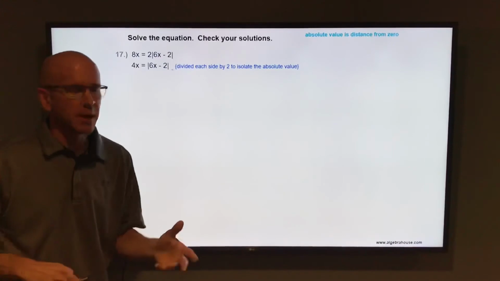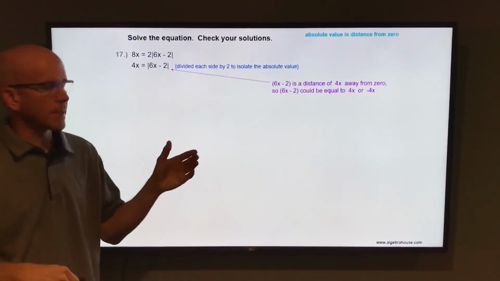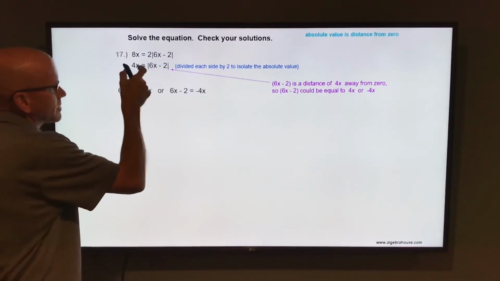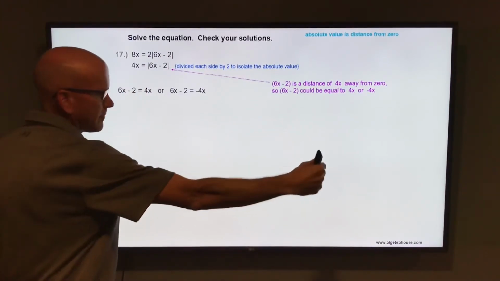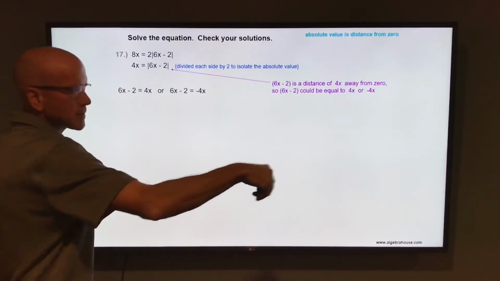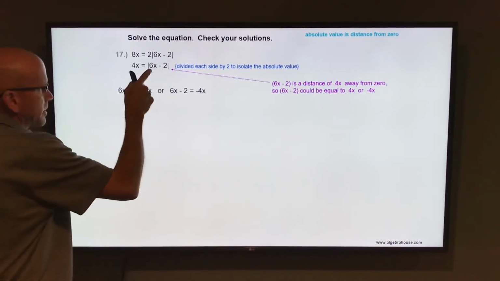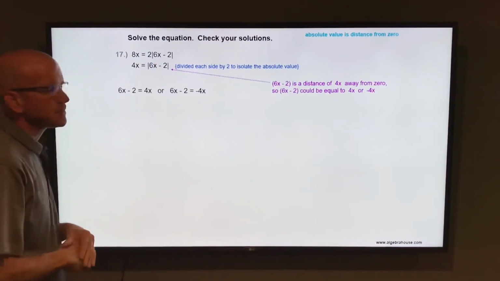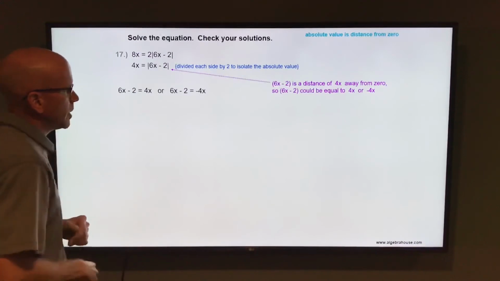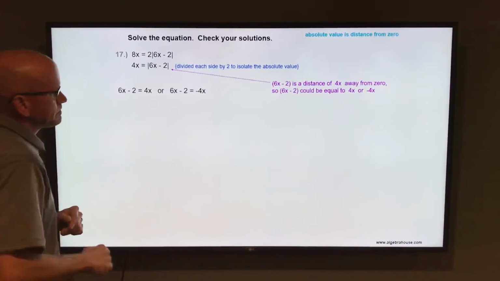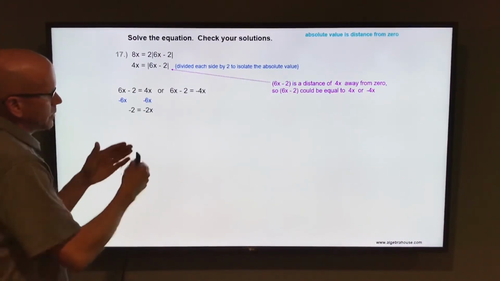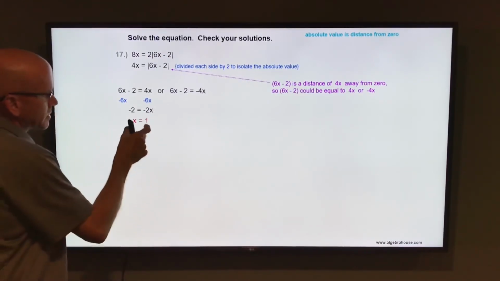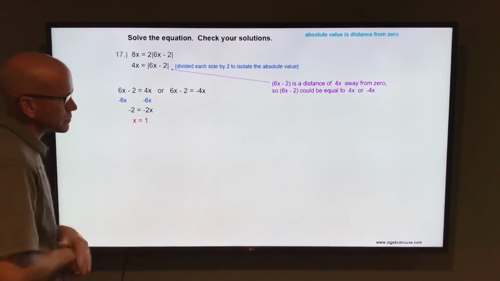That means that 6x minus 2 could be equal to the positive of 4x or the negative of 4x. If the distance from 0 is 4x, there could be a positive 4x and there could be a negative of 4x. So set 6x minus 2 equal to the positive of 4x and also equal to the negative of 4x. And then solve these two simple equations. In that first equation, probably want to subtract 6x from each side, or x does turn negative, but that's fine. Just divide next by negative 2. So if you divide each side by negative 2, we get x equals 1.